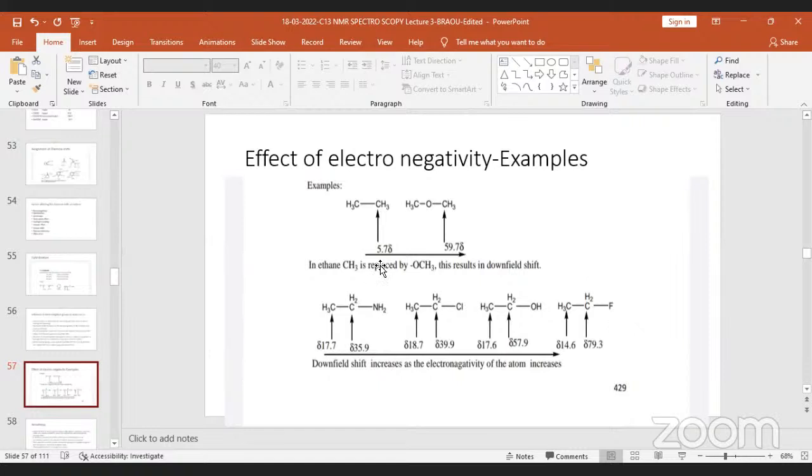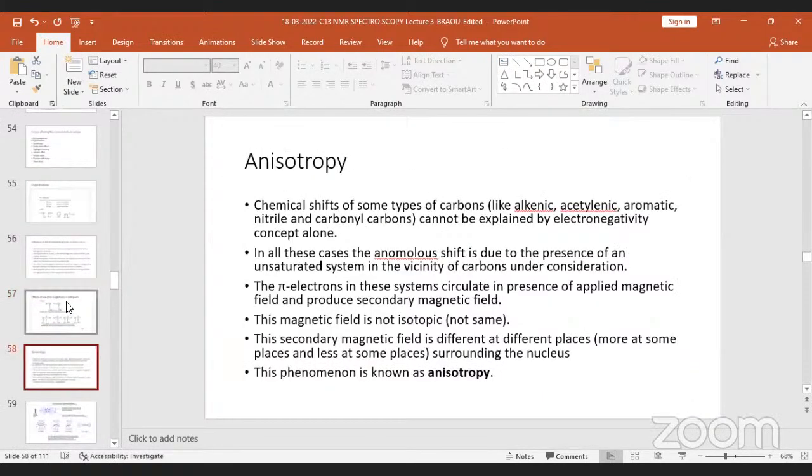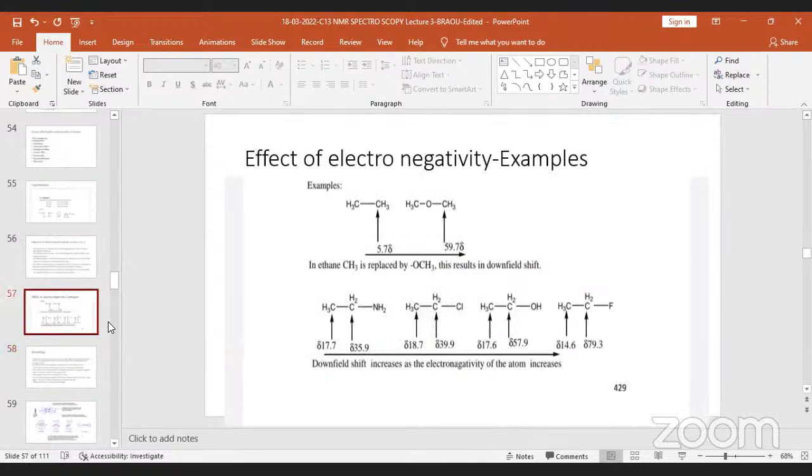It is the same ethane carbon only, but these electronegative substituents shift the chemical shift, and the electronegativity of the group or atom influences the chemical shift. See, fluorine is maximum because fluorine electronegativity is maximum among the elements. Okay. So always remember, parent compound, parent alkane, and electronegative group or atom attached. So definitely there will be downfield shift due to the decrease in diamagnetic shielding. Okay.